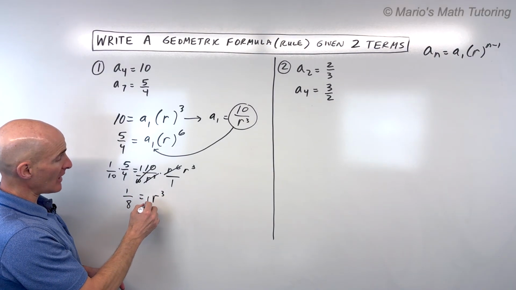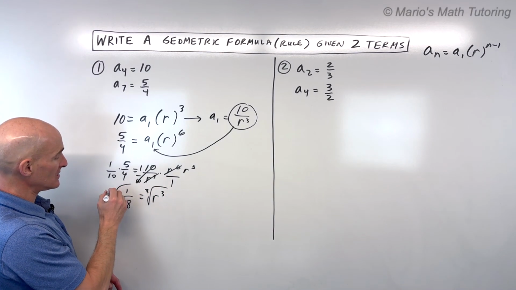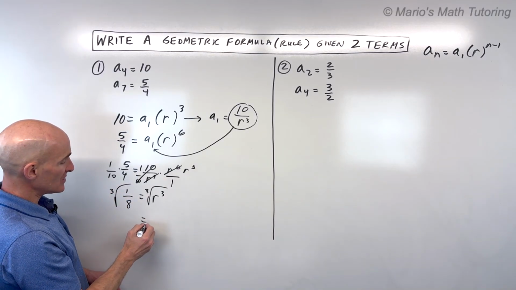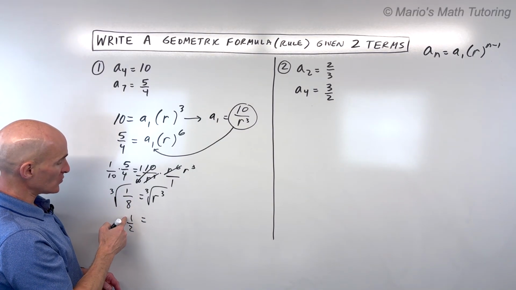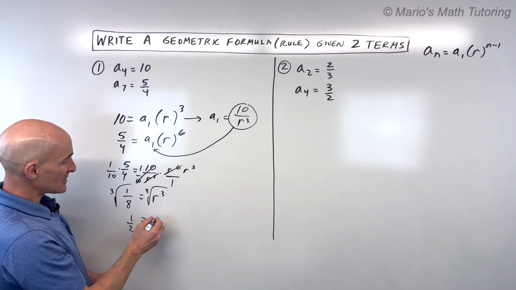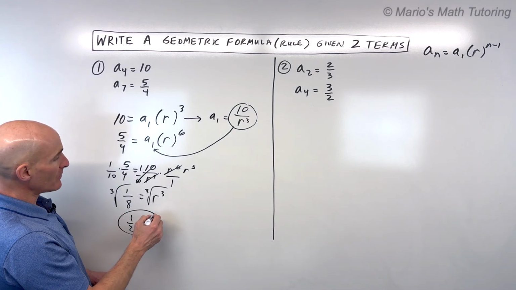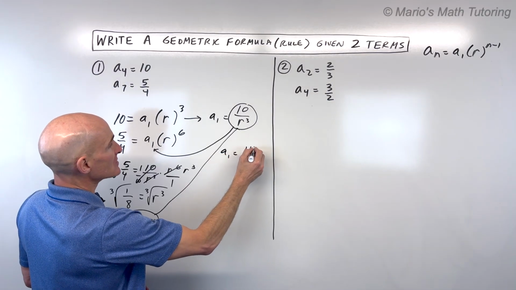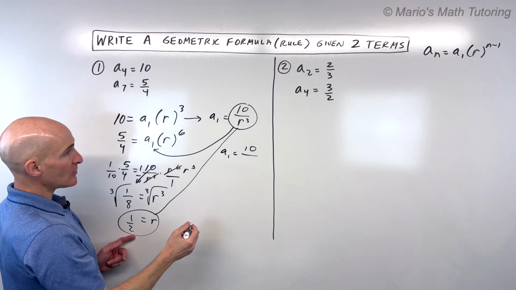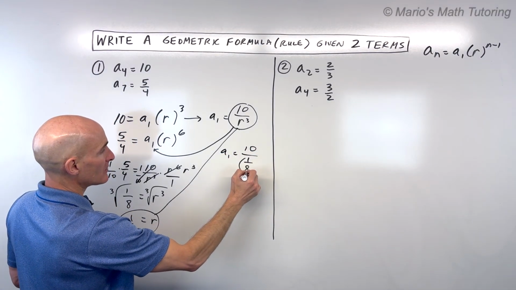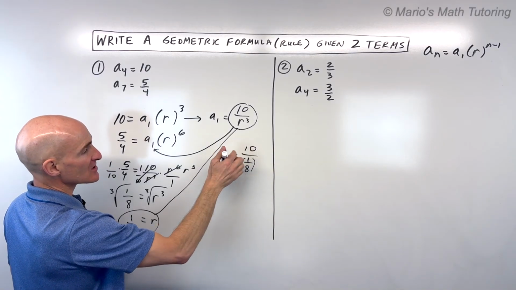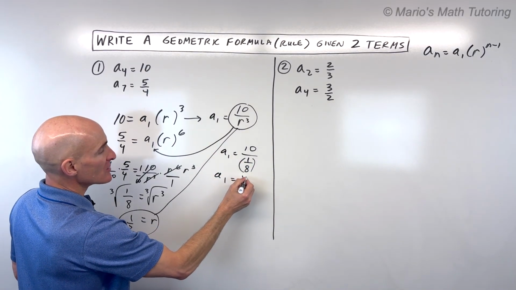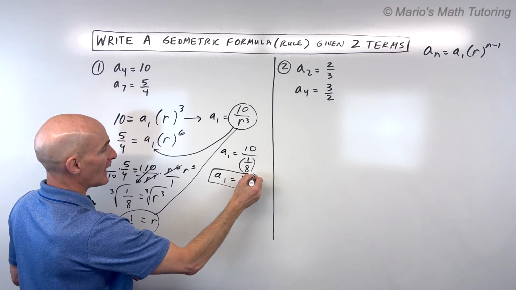But to find r, I'm going to have to take the cube root of both sides. Cube root of 1/8 is 1/2. Cube root of 1 is 1, cube root of 8 is 2. So that's our ratio, our r value. If we plug it back into r here, we get a1 equals 10 over 1/2 cubed, which is 1/8. And remember, when you divide by a fraction, it's like multiplying by the reciprocal. So that means that our first term is going to be equal to 80.